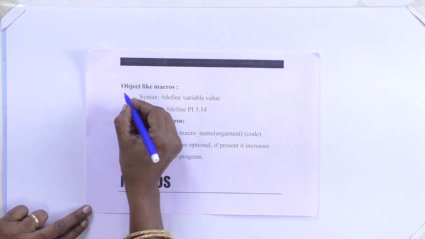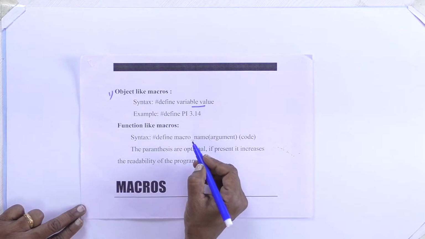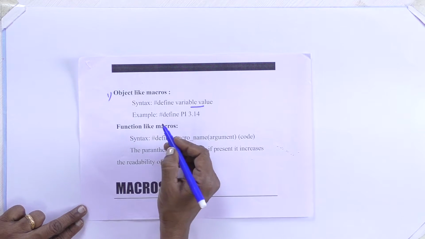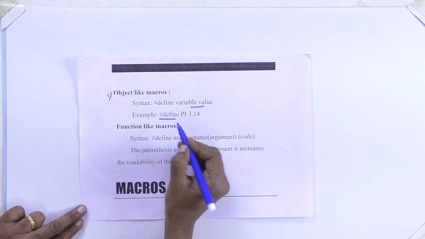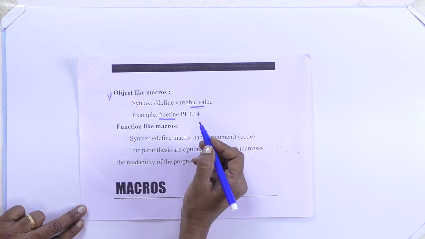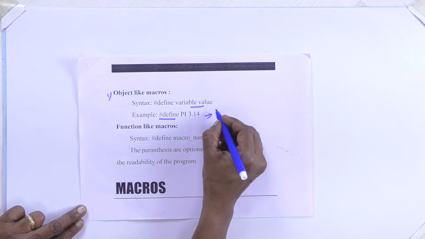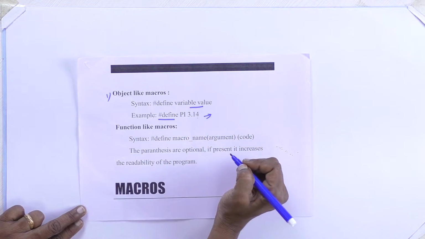For object-like macros, the first type, the syntax is hash define variable name. For example, I am going to define an object. Hash define, which is a preprocessor directive, PI 3.14. So wherever I use PI in my program, it will get the value 3.14.